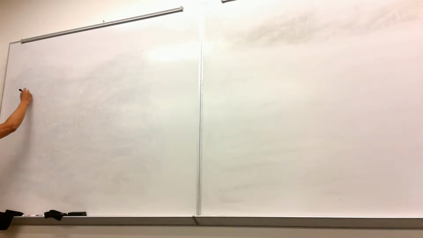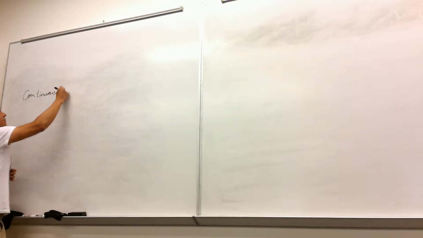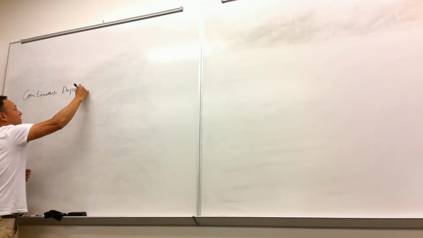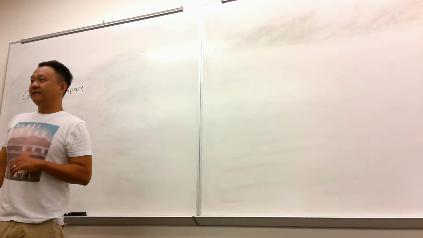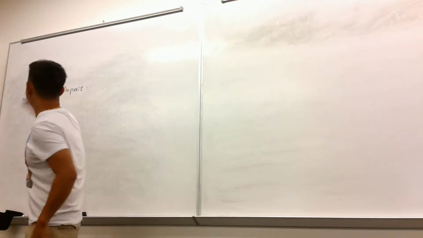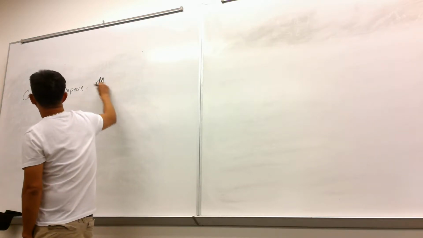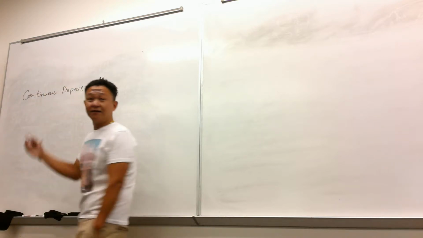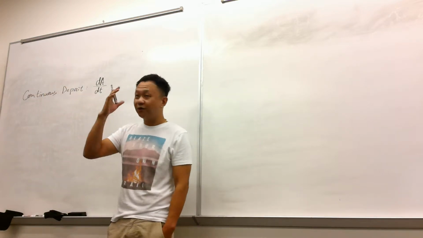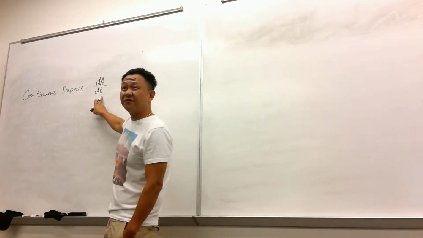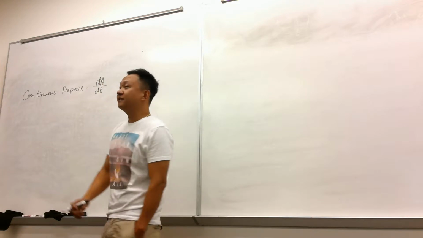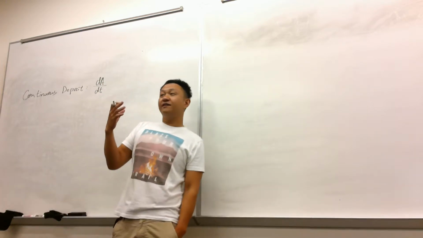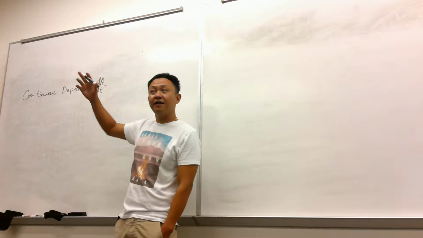So the first model is continuous deposit. So the model for this is dA over dt. What does A stand for? The amount of money, the total amount of your money. T stands for time, very obvious. And dA over dt means the rate of change of your money with respect to time.